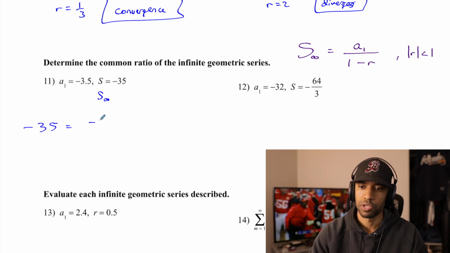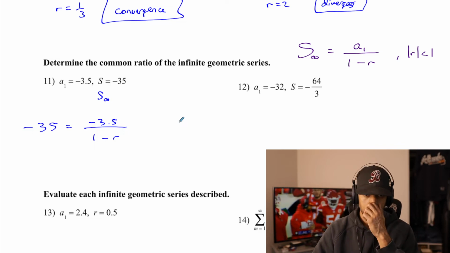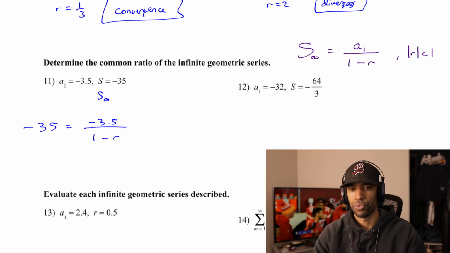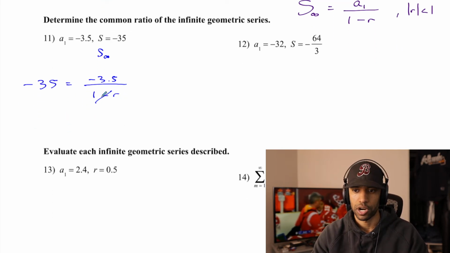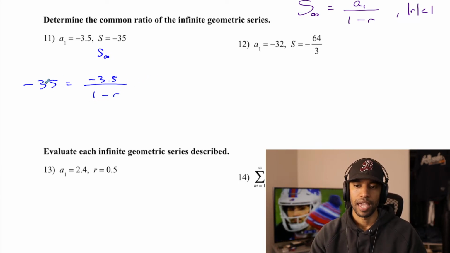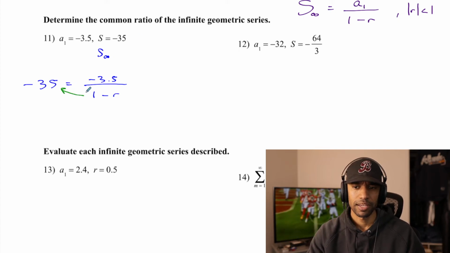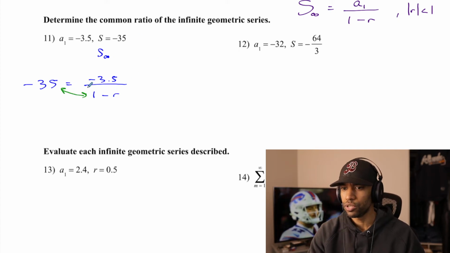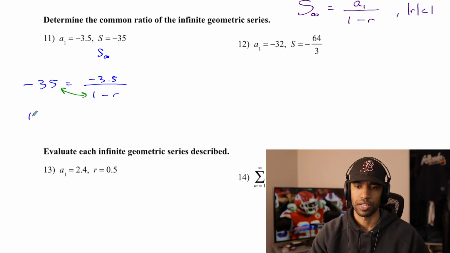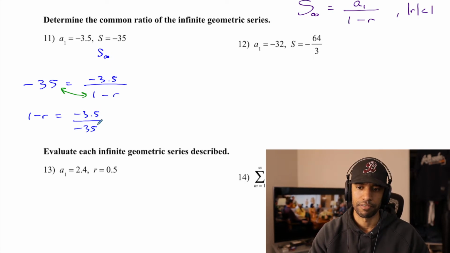-35 equals a sub 1 is -3.5, and this is over 1 minus r. So we solve for r. This is an algebraic thing, and if you know anything through algebra, whether this was 1 minus r or x, what have you, if you multiply both sides by the denominator and divide both sides by this thing right here, these effectively switch places. I'm not going to get deep into this right here. You can use algebra how you do. Multiply both sides by 1 minus r, divide both sides by -35. You're going to get 1 minus r equals -3.5 over -35.